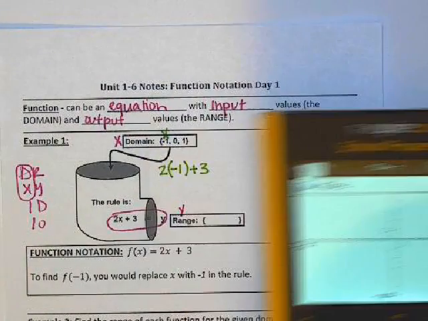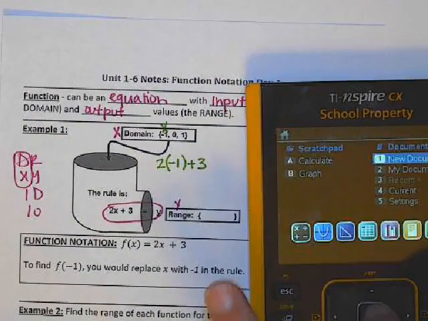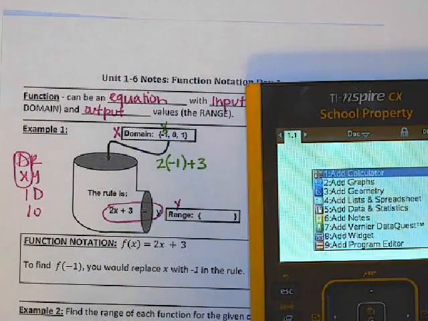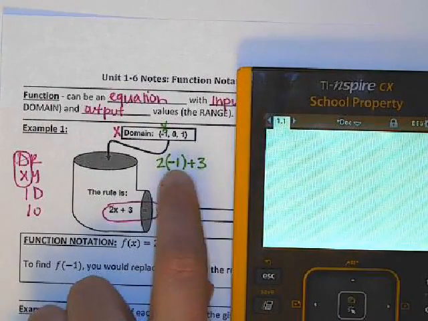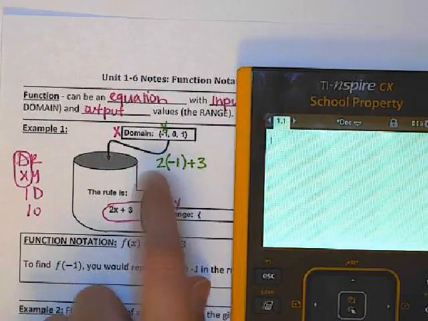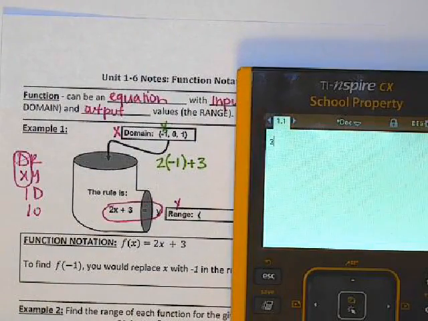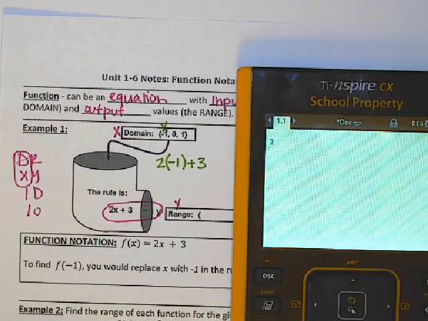Okay. So, we're going to go to the regular calculator. And what I'm going to do is I'm going to plug this in exactly how it looks. So I've got a 2. I've got parentheses. A -1 inside the parentheses.